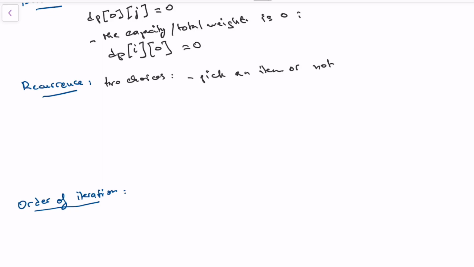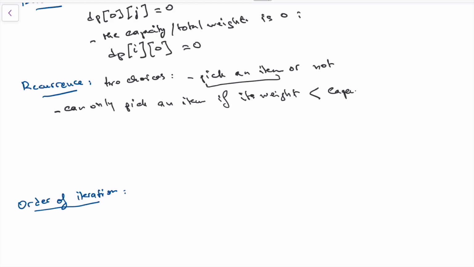So not picking an item, while there is no constraint, we can just leave it, right? But picking an item, we can only pick an item if its weight is smaller than the capacity, or the total available weight, because otherwise there is no space left for it. So what this condition means is just if the item's weight, like we call that J, is smaller than the available weight, let's call that maybe W, only in this case can we pick an item.